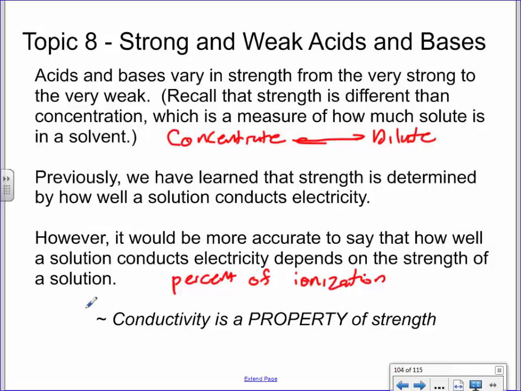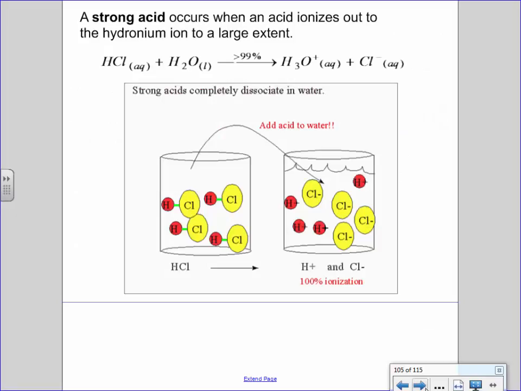It's not that strength depends on whether it conducts or not. It's the fact that because it's strong or weak, that's actually why it conducts or doesn't conduct. It needs to be thought of the other way around. A doesn't lead to B. It's more that B leads to A. Does that make sense at all? It's better to say this: conductivity is actually a property of strength, as opposed to strength being a property of conductivity. I know that almost sounds like the same thing, but there's a subtle distinction. Let me try to explain it better on my next slides.